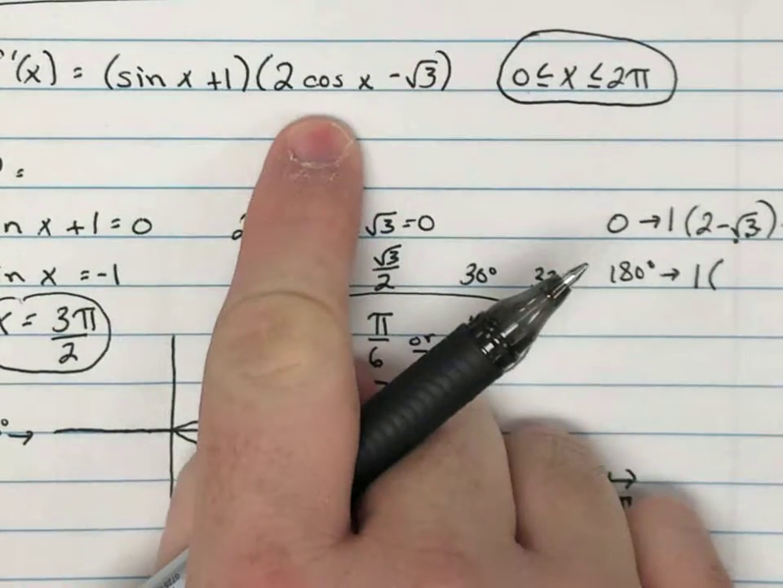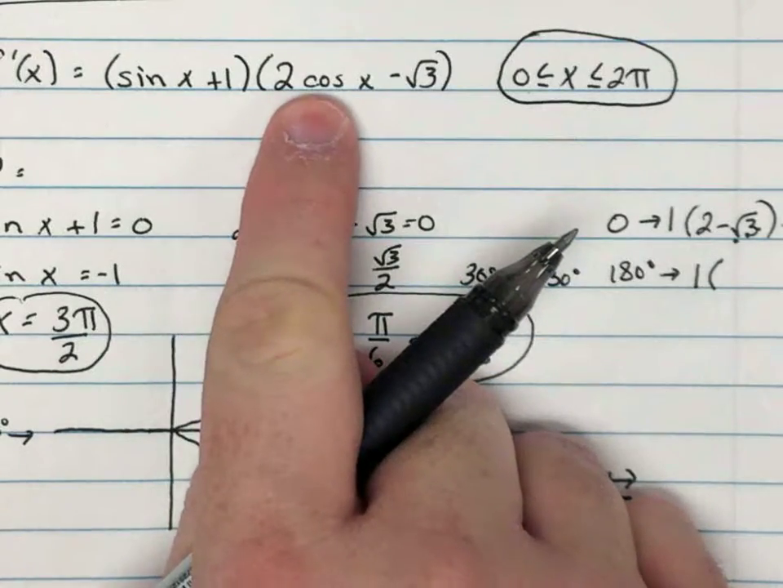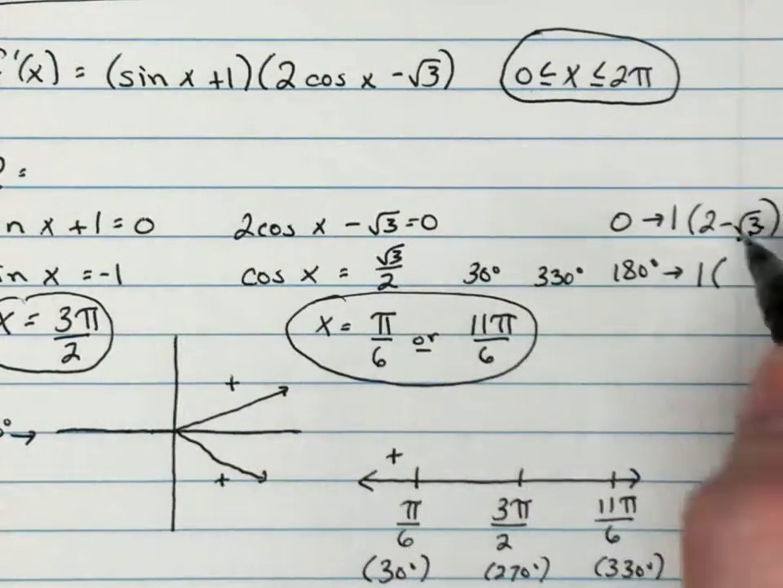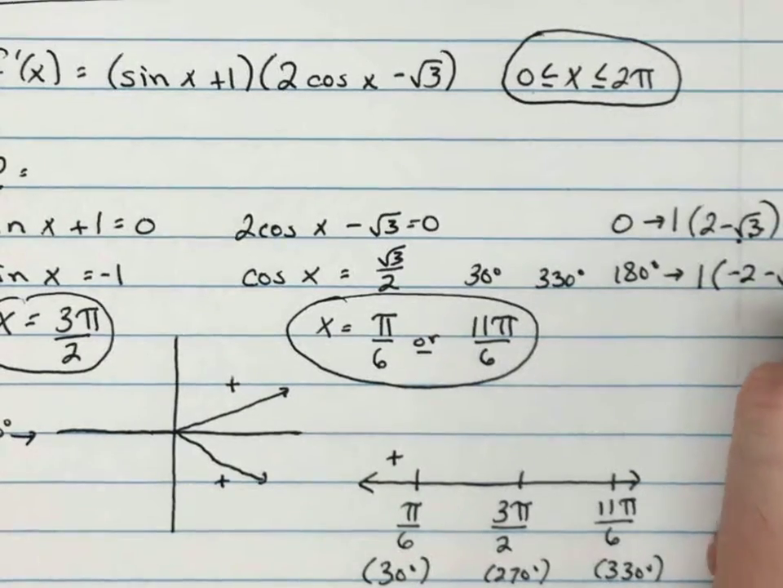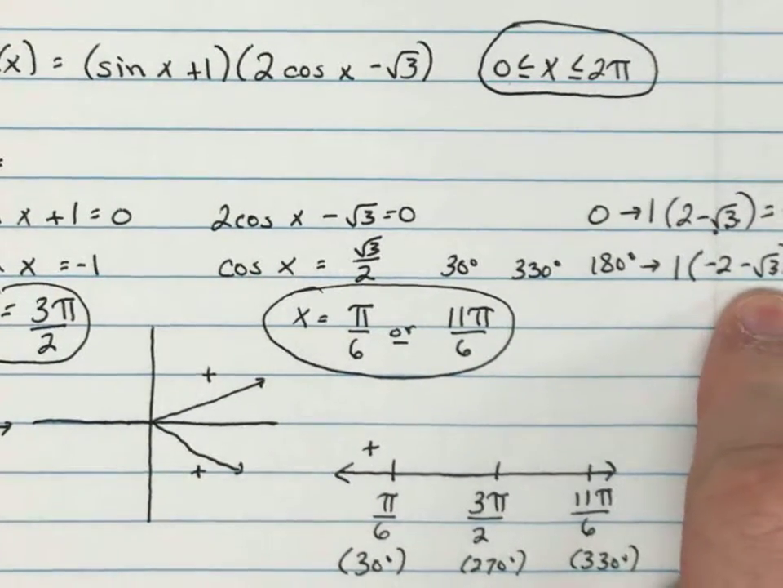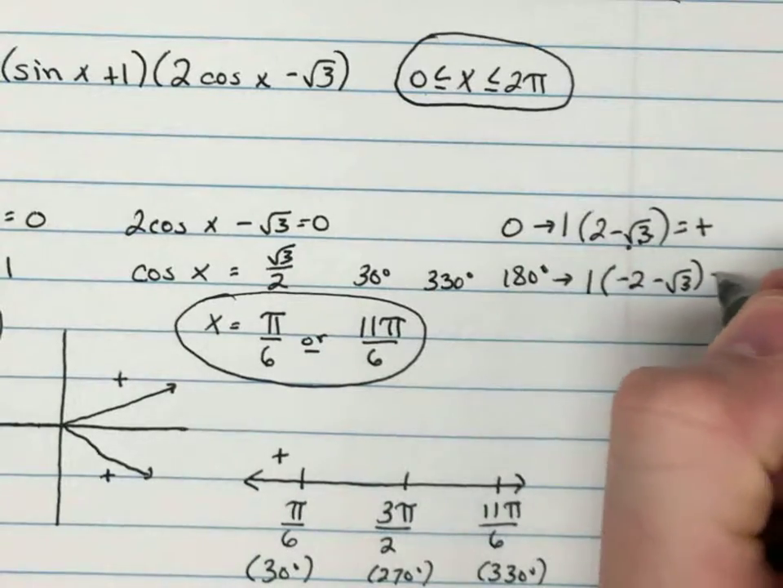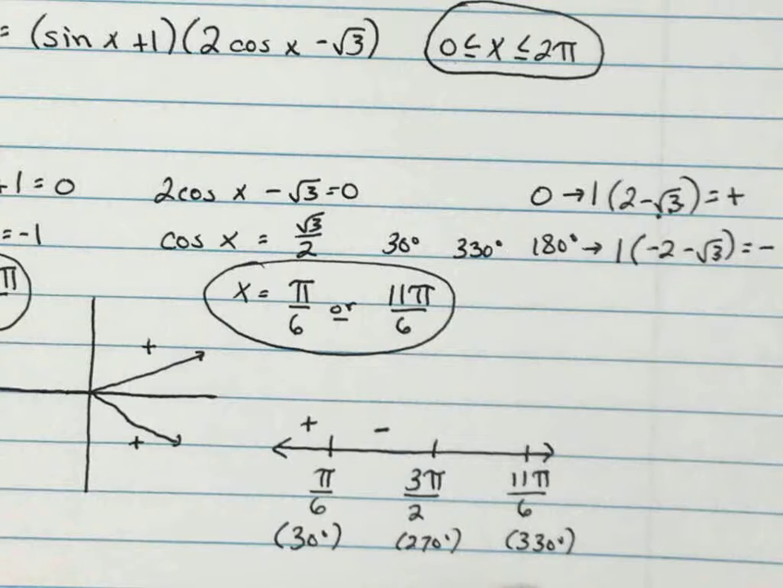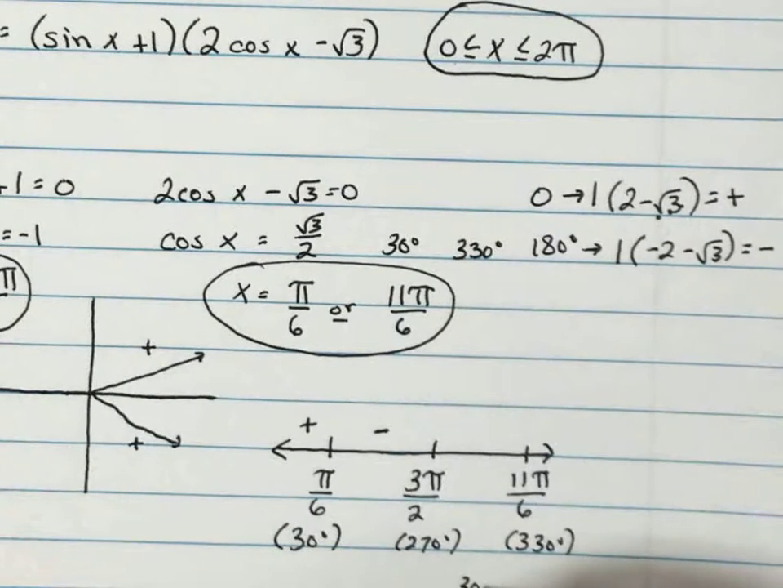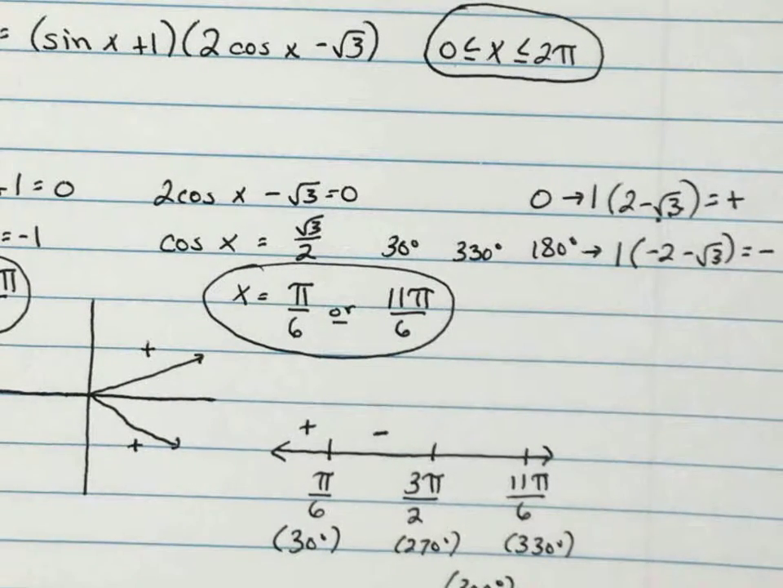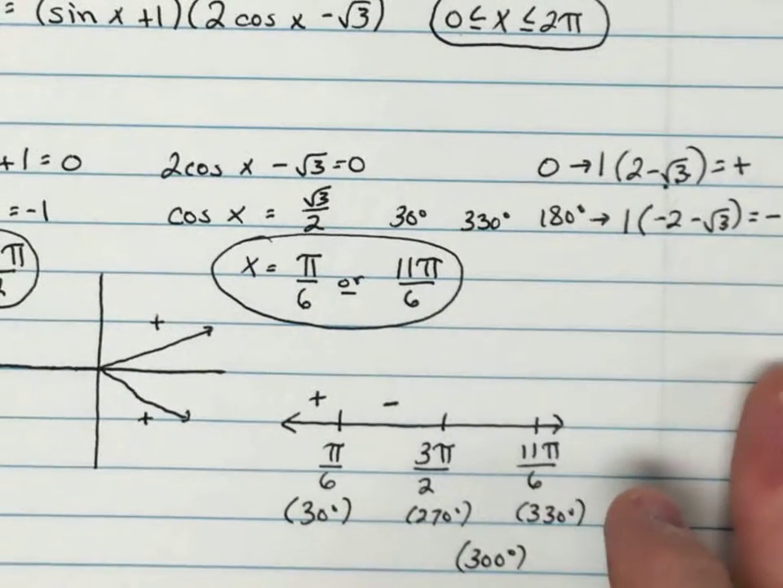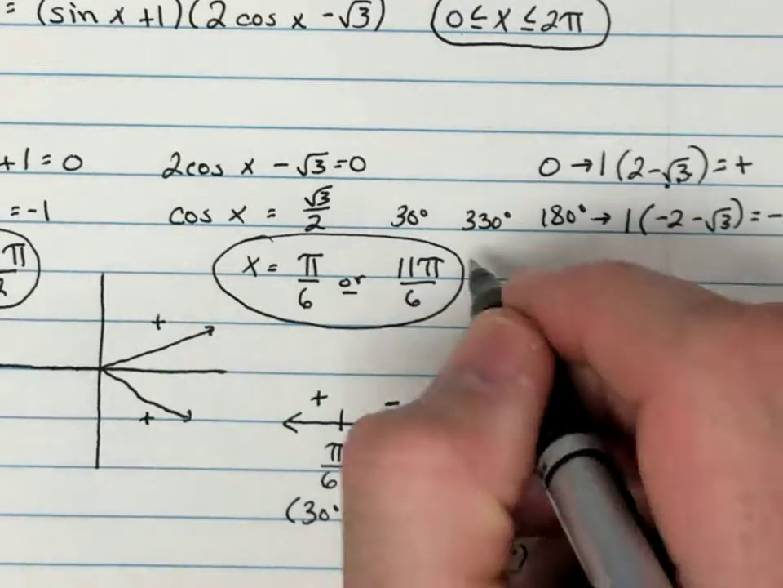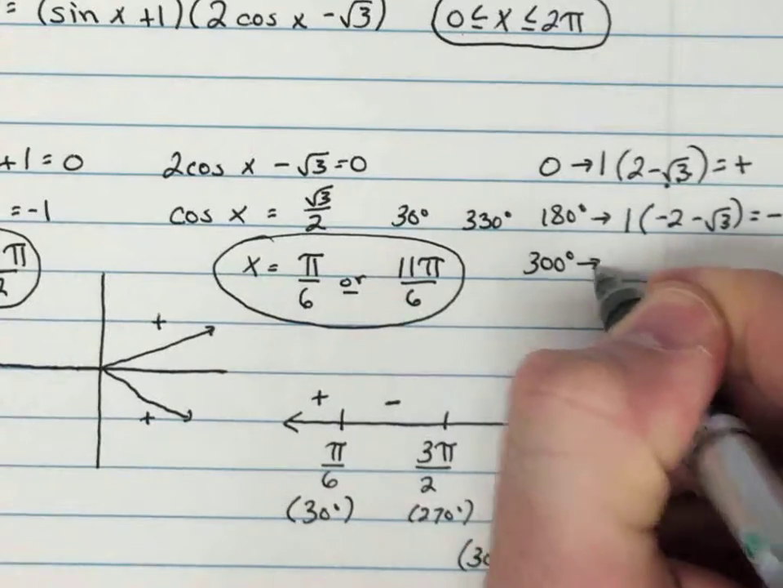The cosine of 180, which is negative 1, so that'd be 2 times negative 1, which is negative 2, minus root 3, which is obviously negative here. So 1 times a negative is going to be a negative. So my function is decreasing on this interval. And then again, plug in something easy. Unfortunately, between 270 and 330, there's not anything real easy. Let's go for 300 degrees though. So here we go. Plug in 300 degrees.